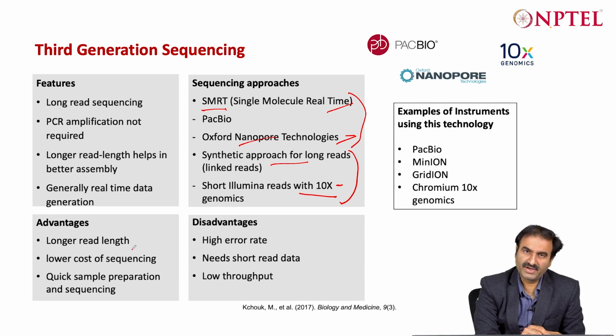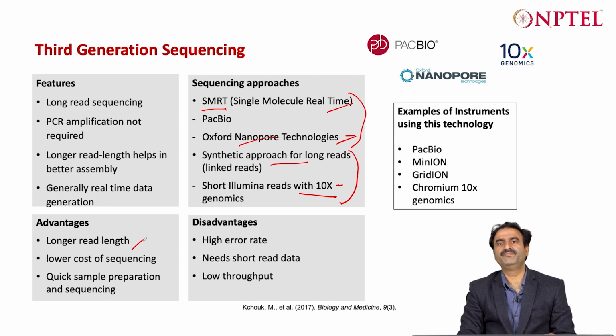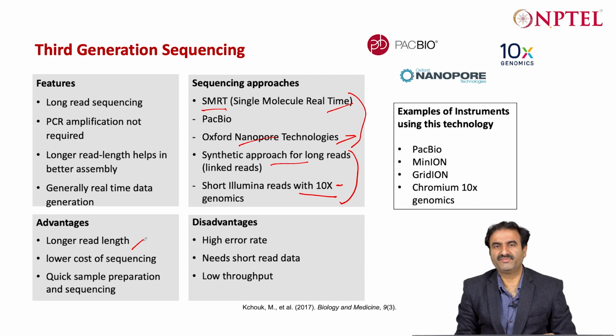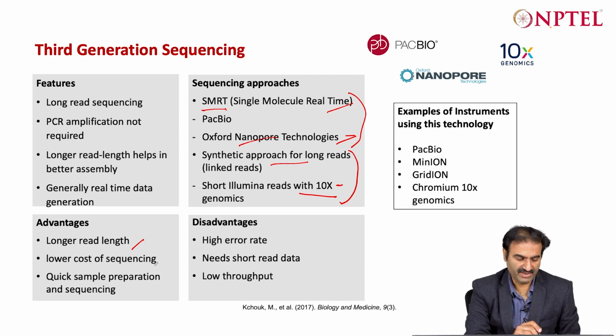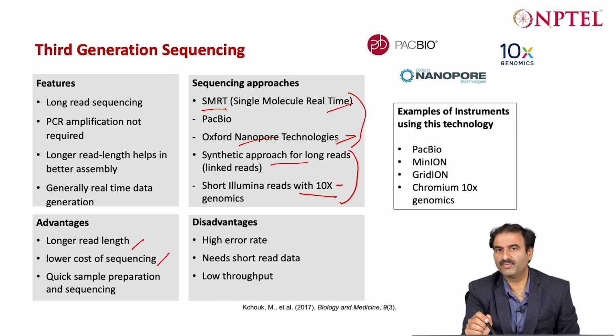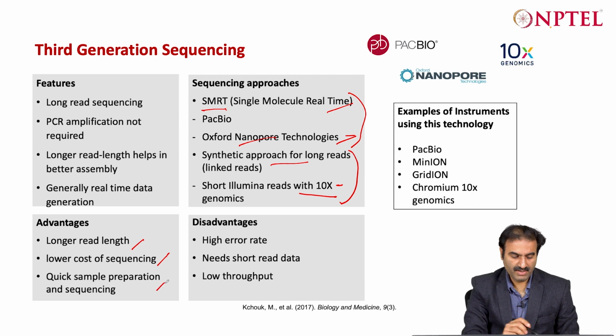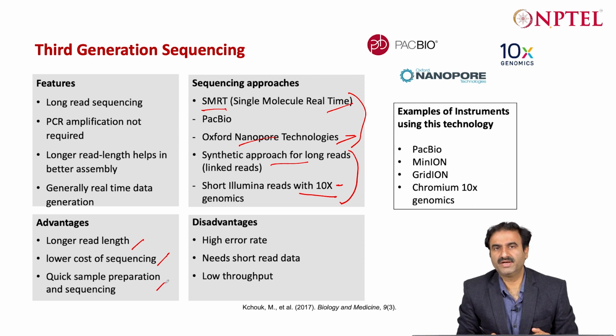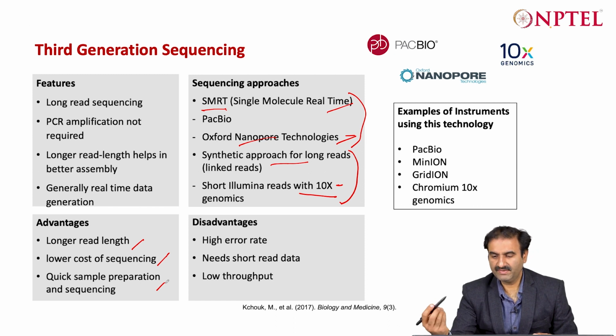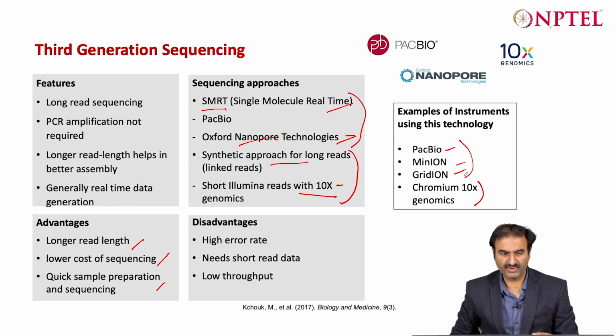Their advantages are long read length, because that is essential for resolving the repeats and other complexities of the genome, and haplotypes also, like in case of polyploid. They may have lower cost of sequencing. For example, the Oxford Nanopore may be lower cost as compared to the SMRT or PacBio, right? Sample preparation can be done in the lab and you can run it easily, quickly. In case of ONT, you can also reuse the flow cell a couple of times, right? So basically the instruments could be PacBio, MinION, GridION, and Chromium 10x Genomics that we have discussed separately. So these are some of the instruments that can be used for third generation sequencing.